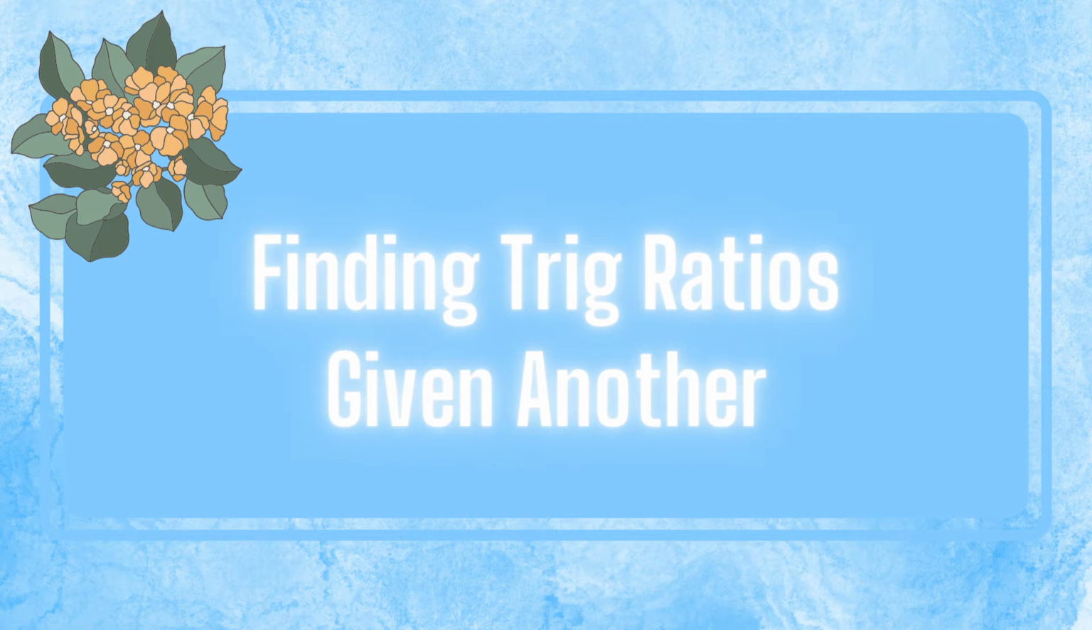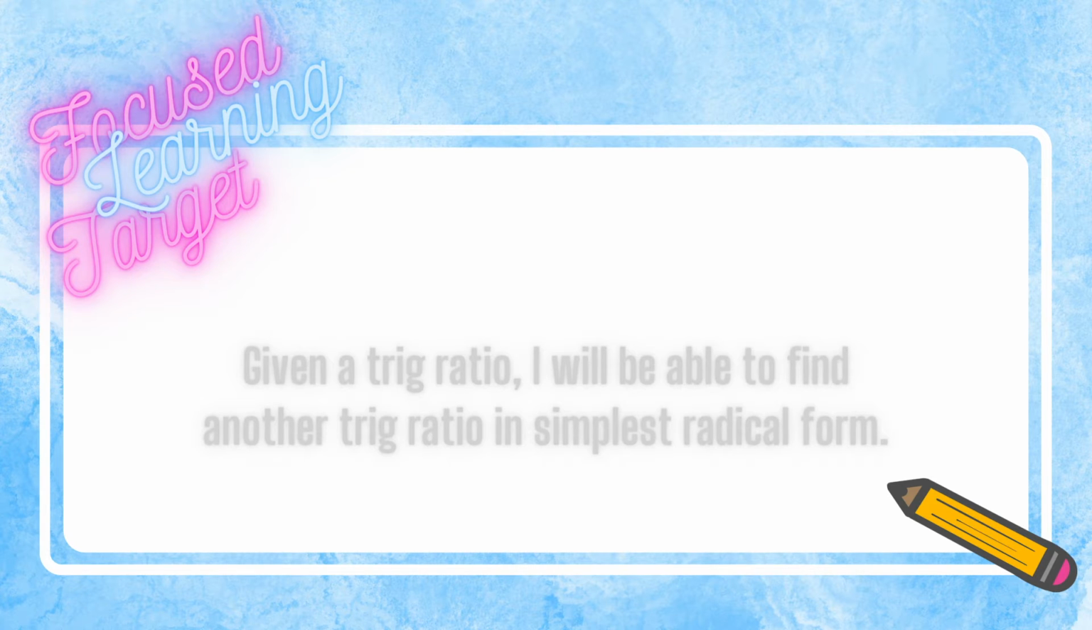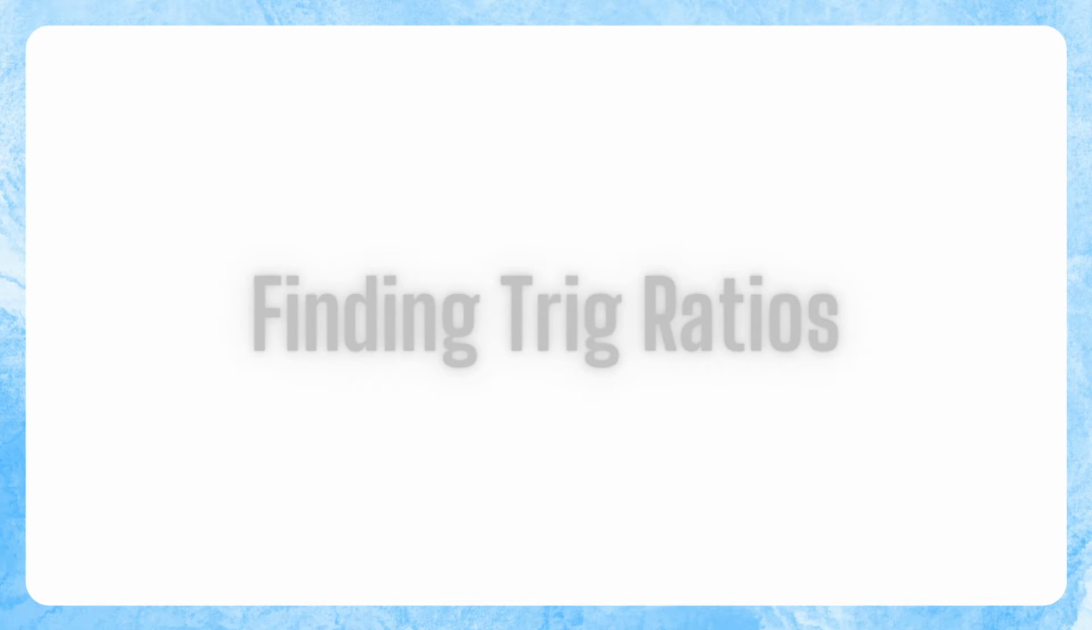Hi everyone! In today's video, we'll be talking about how to find trig ratios given another. Here's today's FLT. Given a trig ratio, I will be able to find another trig ratio in simplest radical form. In the previous lesson, we learned about the 6 different trig ratios. Today, we're going to be given one trig ratio and find the remaining 5.